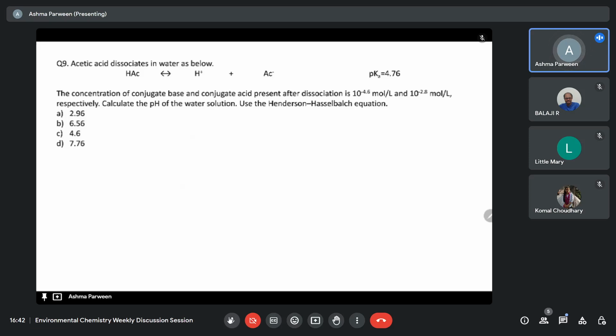Use the Henderson-Hasselbalch equation. This equation says that pH equals pKa plus log of the concentration of the anion to the concentration of its acid, its protonated form. So we have been given the pKa, and we have been given the concentrations of AC minus and HAC. We just have to put everything in this formula and find the value.